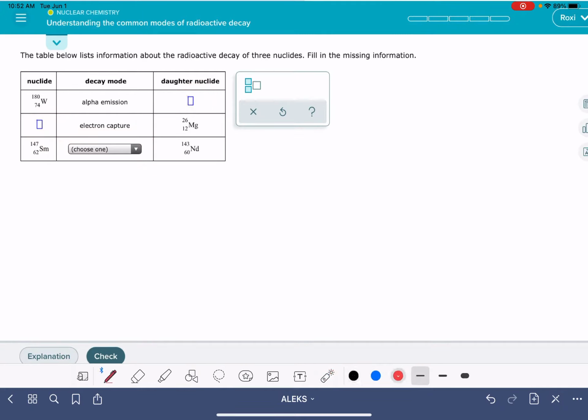Just for a little bit of clarity here, the nuclide, this is referring to the reactant of the radioactive decay, and the daughter nuclide, that's referring to the product of the decay. And then there is some information in the middle about how the reactant gets to the product.